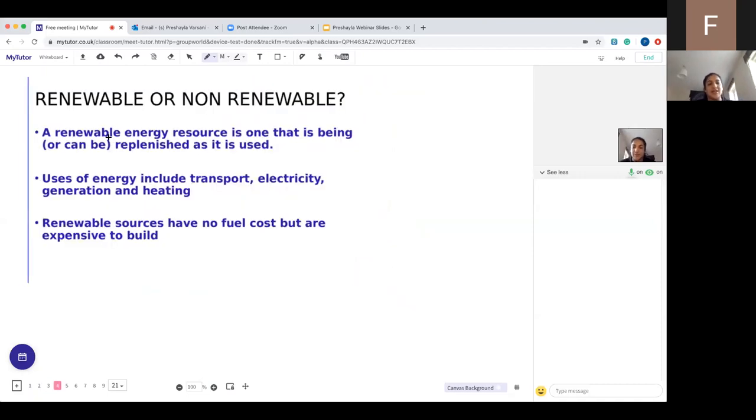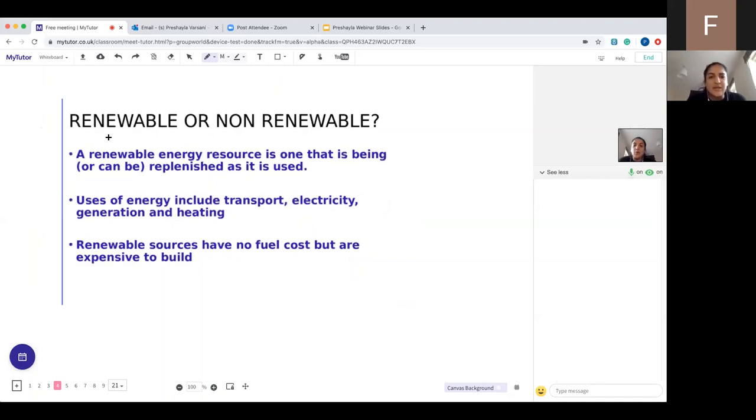So before we get onto that, what does it really mean for an energy resource to be renewable? Okay, a renewable energy resource is defined as one that is being or can be replenished as it is used. Okay, so if you were to cut down a tree for energy, the tree would need to be replanted at the same time another tree is being cut down. So it's constantly being replenished. We don't have to wait to get more in and then start making energy again.